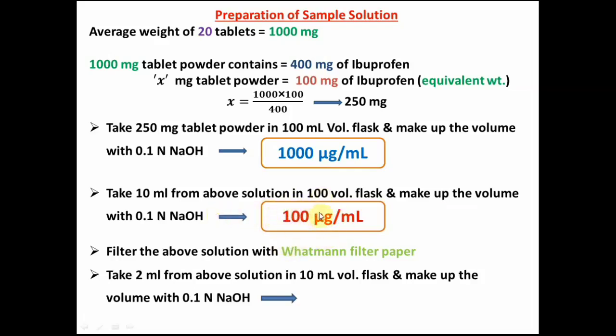After preparing this 100 microgram per ml solution, we have to filter it using Whatman filter paper. Then from this 100 microgram per ml stock solution, after filtration, we will take 2 ml into a 10 ml volumetric flask and make up the volume with 0.1 normal NaOH. So we will get 20 microgram per ml.